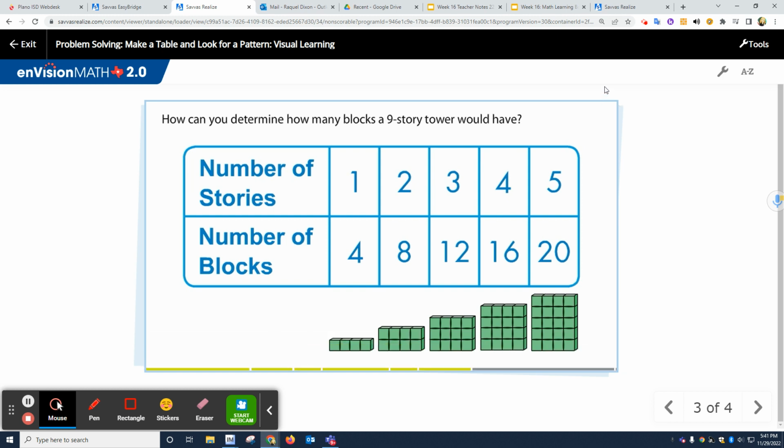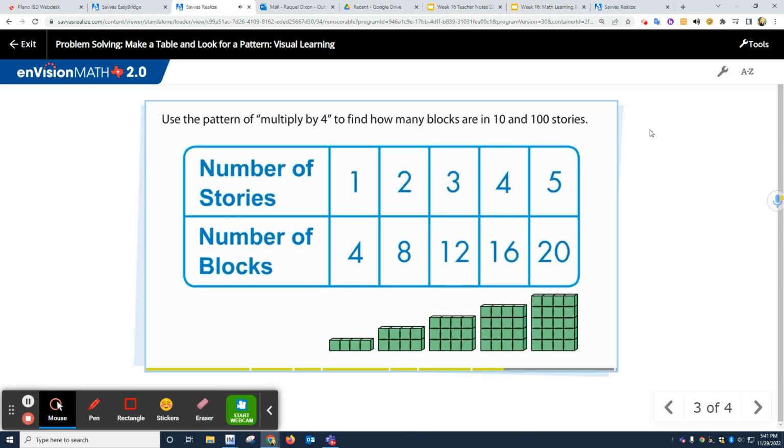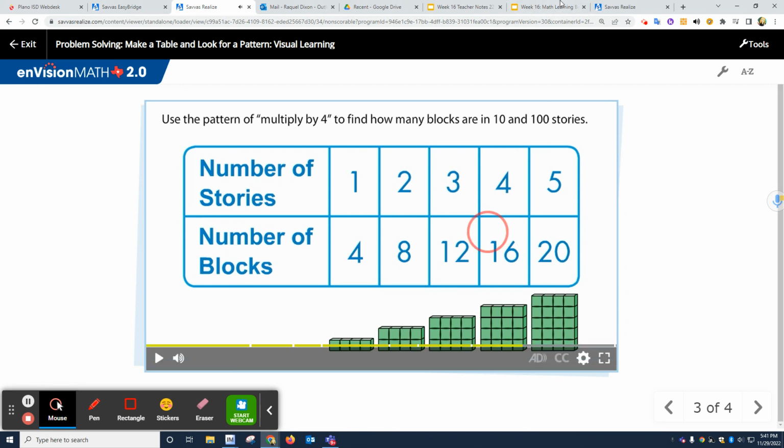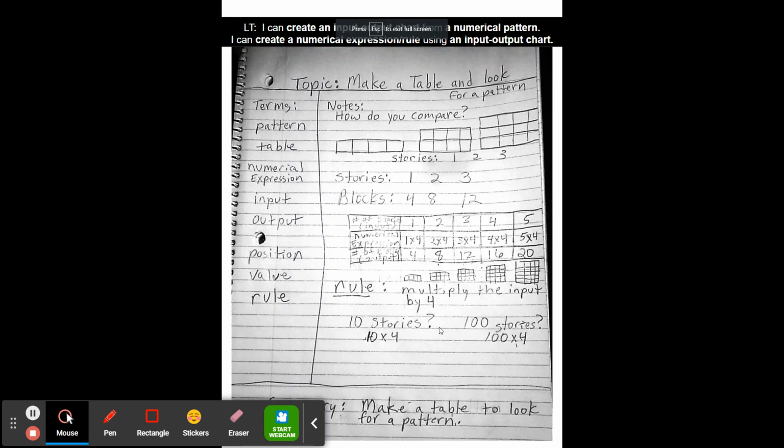I know what you're thinking. You're thinking you would write a numerical expression, and that is what I would do too. Okay, I'm going to stop the video here because I want to show you in my notes. I went ahead and did that, and I wrote it down for 10 stories. I wrote the numerical expression, 10 times 4. I want you to solve that and find out what the output would be.